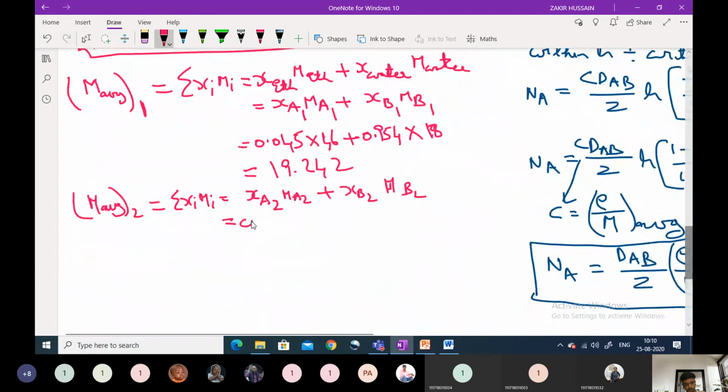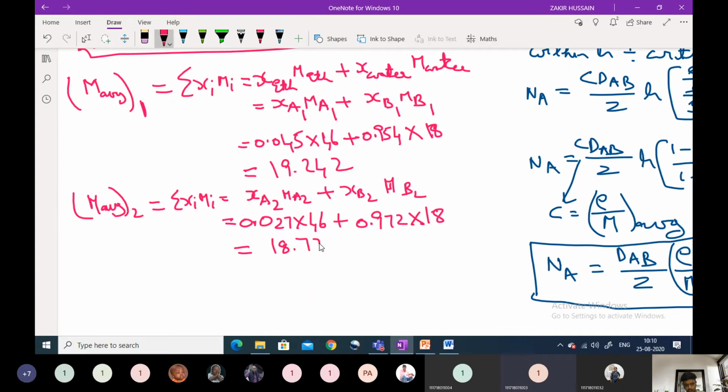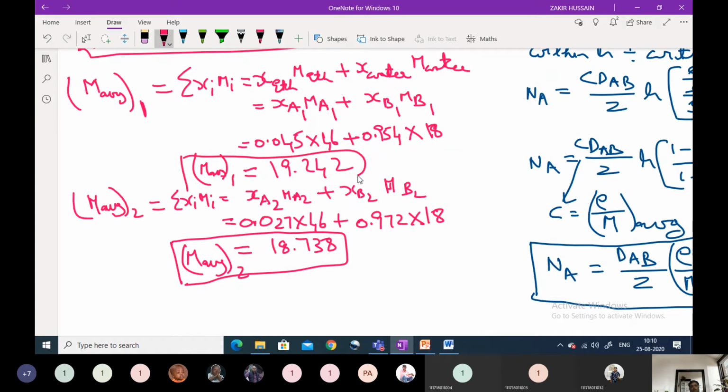This is 0.027 into the molecular weight of ethanol, plus 0.972 into the molecular weight of water, which is 18. So this value is 18.738, sir. Yes, 18.738. These values we already obtained. So this one is M average at position 2, and this is M average at position 1. So the M averages we already got.